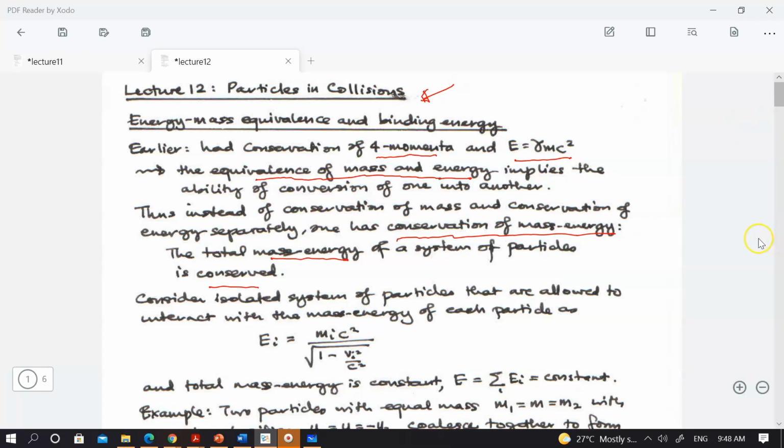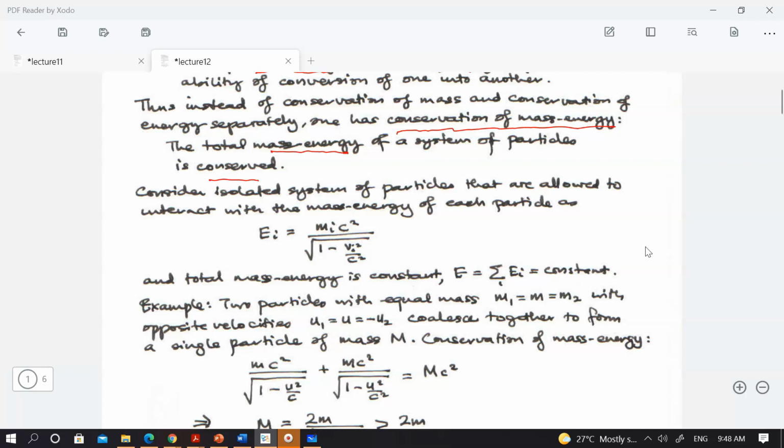So let's consider some hypothetical. Consider an isolated system of particles, and these particles are going to be interacting with each other. Each of these particles will have some mass. So you can have the i-th particle with rest mass m_i, moving with velocity v_i, giving you the relativistic energy E_i, and i goes from 1 to n, the number of particles in that isolated system. If the total mass energy is constant, then the mass energy of the individual particles added up together must be equal to that.